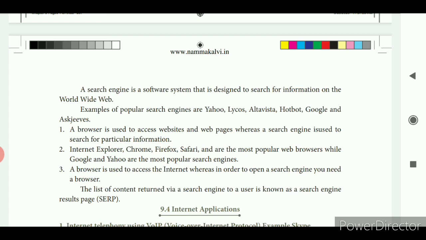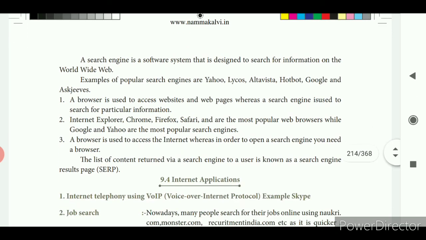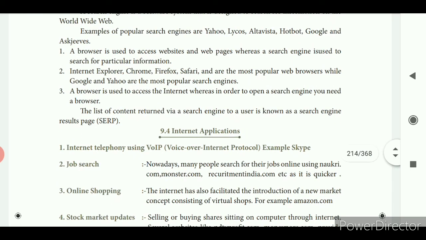First you have to know the difference between a web page and a website. A web page means a single page which is open in the website. A website is a collection of web pages. A search engine is used to search for particular information. Internet Explorer, Chrome, Firefox and Safari are the most popular web browsers, while Google and Yahoo are the search engines. A browser is used to access the internet, whereas in order to open a search engine you need a browser.